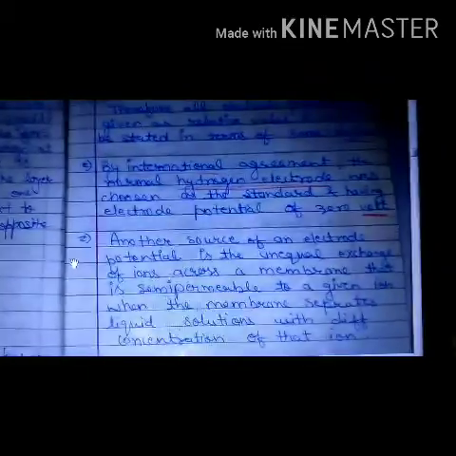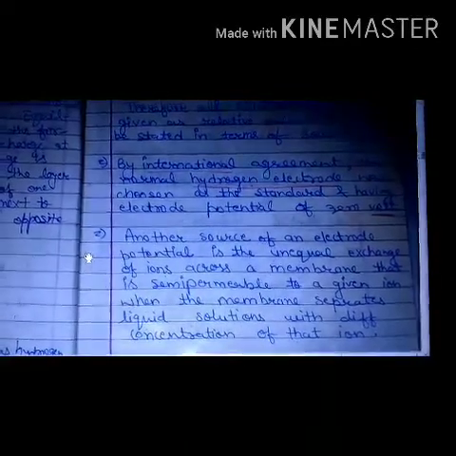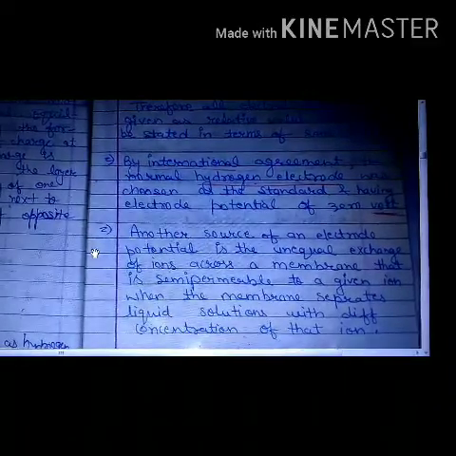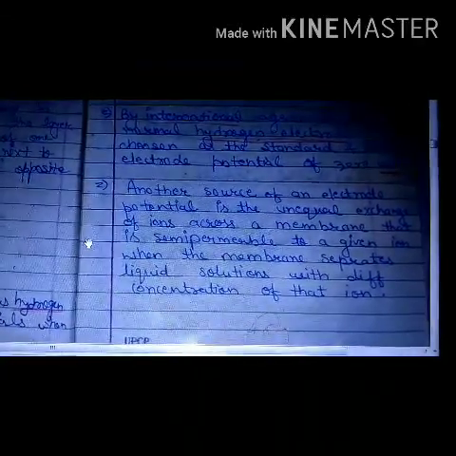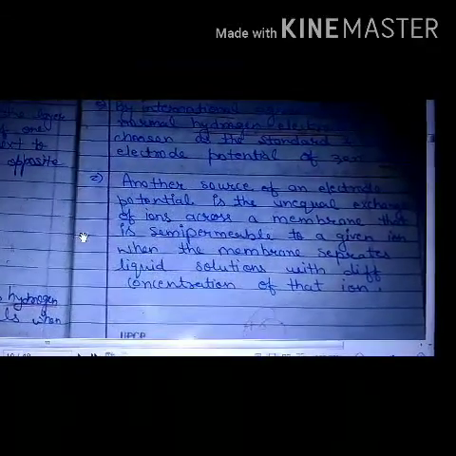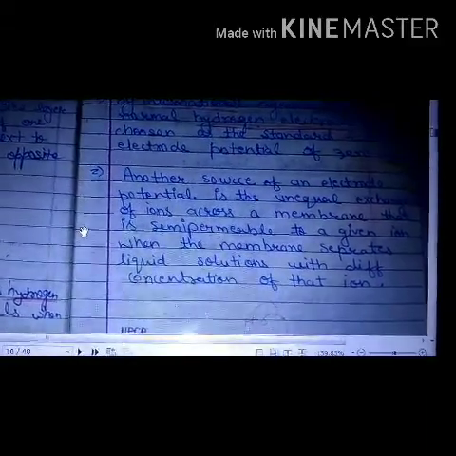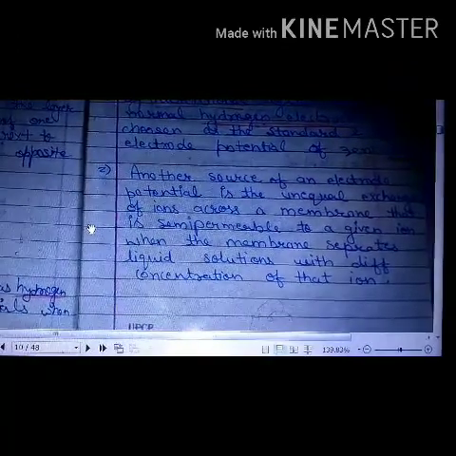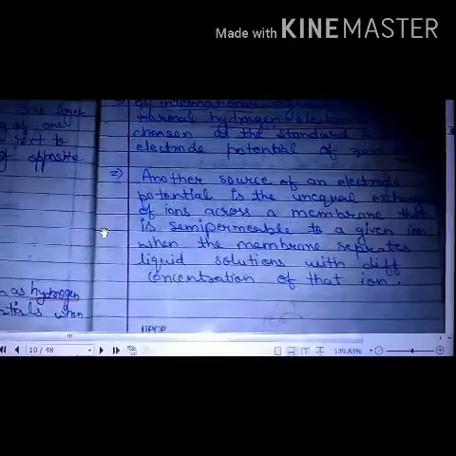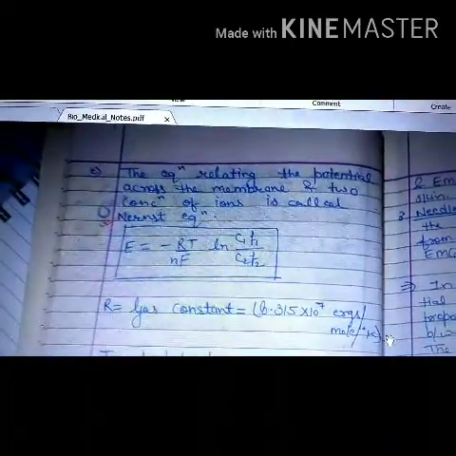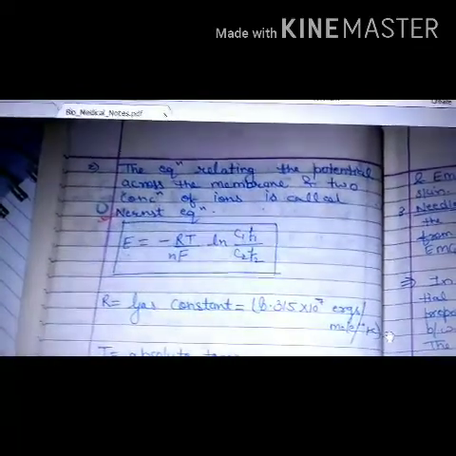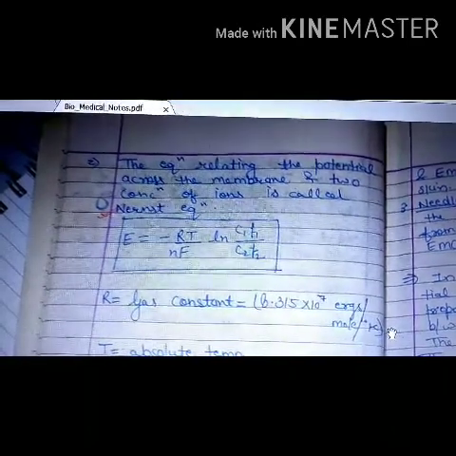Another source of electrode potential is unequal exchange of ions across a semi-permeable membrane, to a given ion, when the membrane separates liquid solutions with different concentrations of that ion. So the source of electrode potential can also be ionic membranes or semi-permeable membranes, as we have seen in the previous case. For the calculation of potential across any membrane, we require an equation which has been provided by Nernst and is known as the Nernst equation.